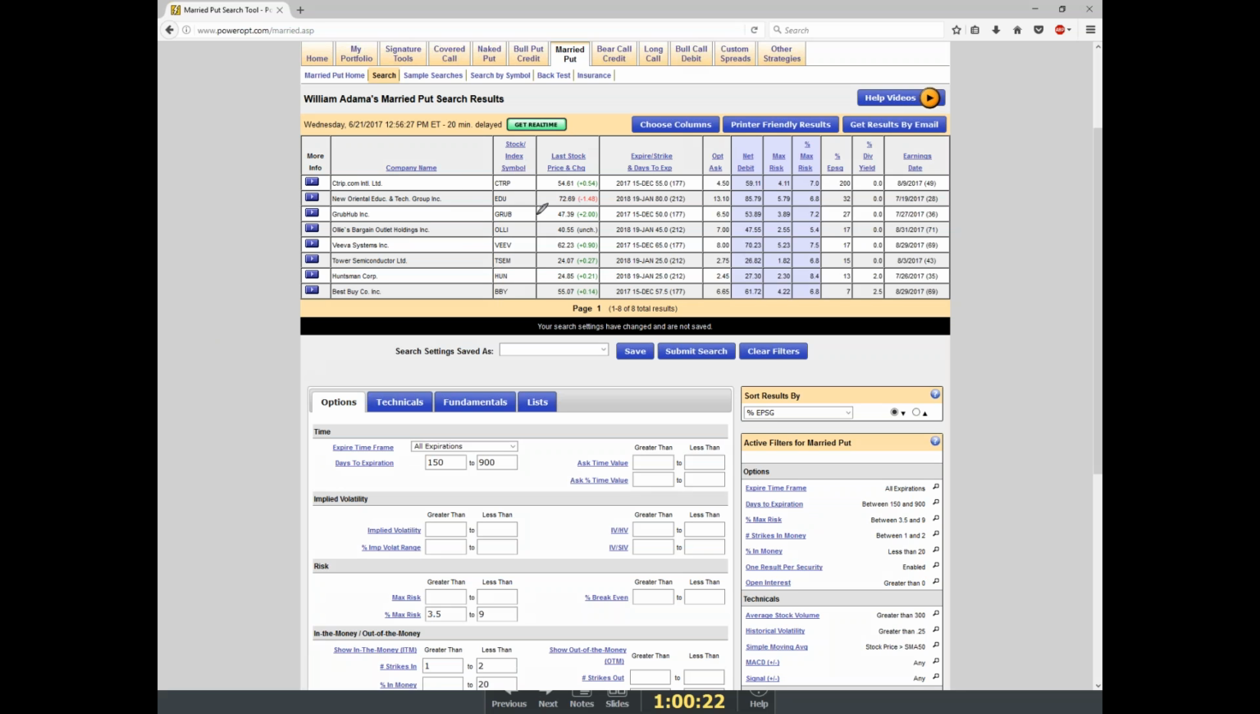Looking at it right now, I think my top 2 were going to be C-Trip and Grubhub. Best Buy is interesting because they just had earnings recently, but they pulled back after that.